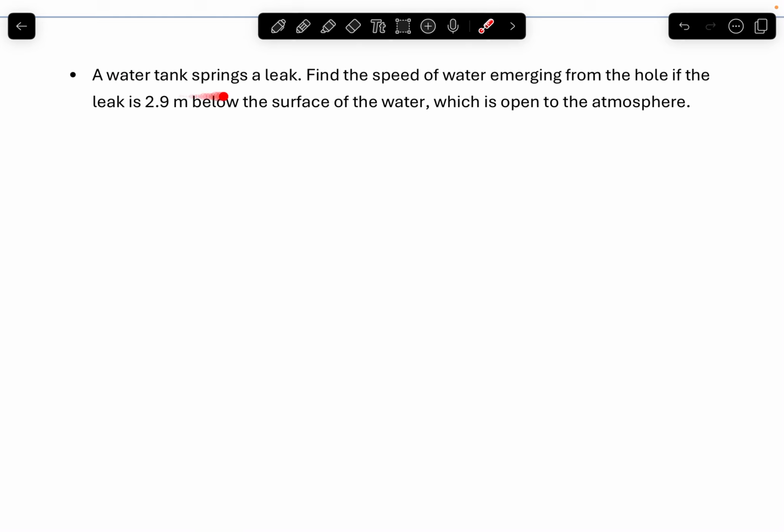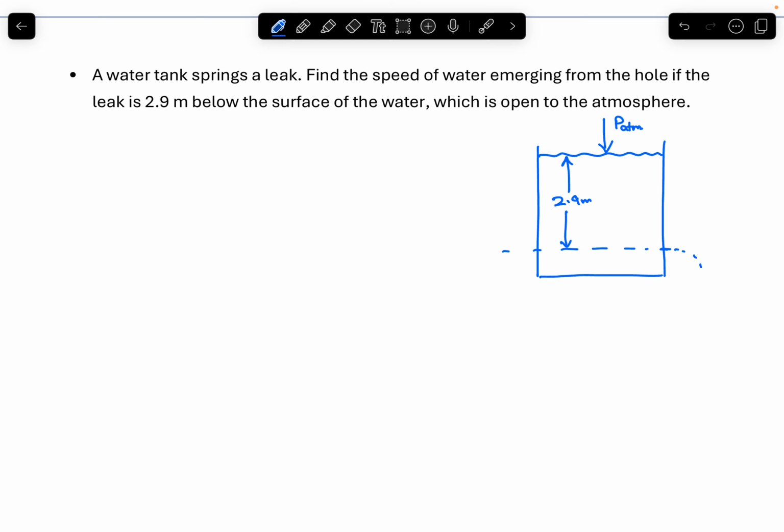We're given that a water tank springs a leak that is 2.9 meters below. So let's draw that situation. If this is my water tank and this is the level of water, let's say the leak is somewhere around here. So we know that this height is 2.9 meters. The leak is open to the atmosphere, so there's P atmosphere on the top here, and as the water leaks out, there is P atmosphere pressure at that leak as well.